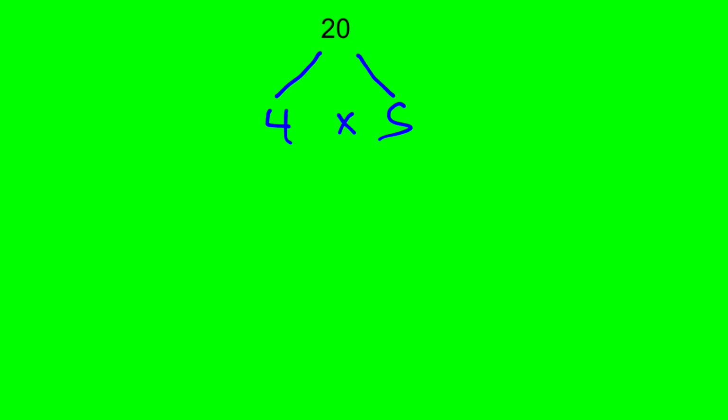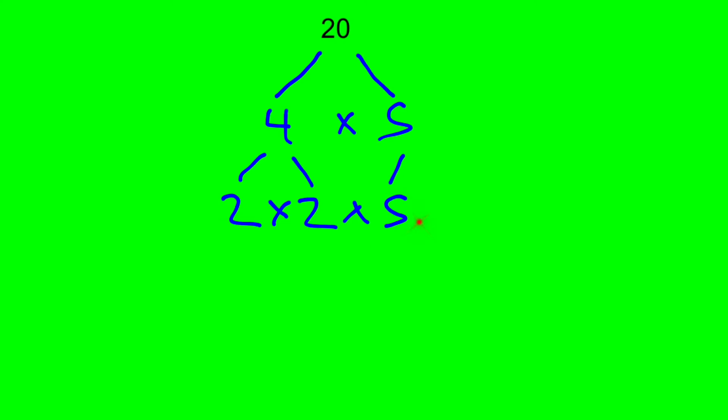You could also do 2 times 10 and you'll get the same thing. Now, 4 is not a prime number. 4 is composite, so I'm going to do 2 times 2. 5 is a prime number, so I will bring that down. It's done. And now we have all prime numbers at the bottom of my factor tree.